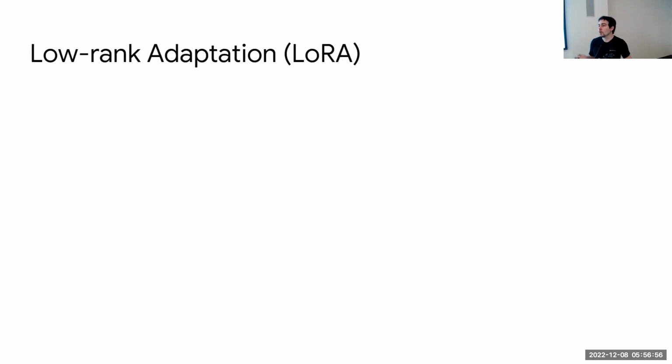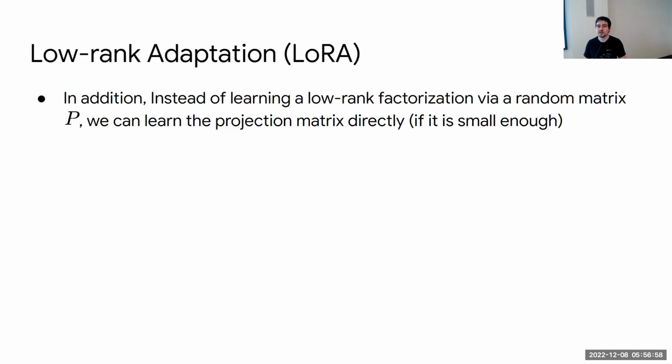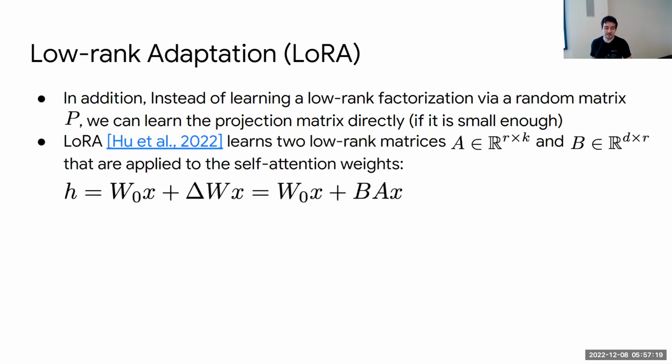And here, one method that basically proposed that is LoRA, which is low rank adaptation, which in addition also learns the projection matrix directly. So instead of using a random matrix here, they actually treat the projection matrix as trainable parameters as well, if they are small enough.